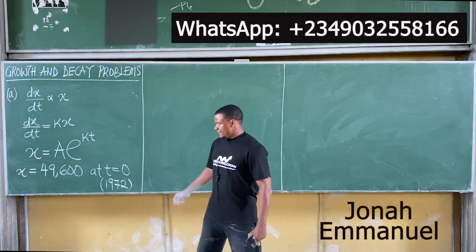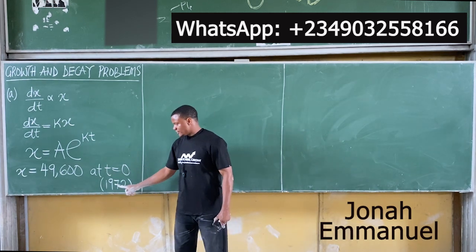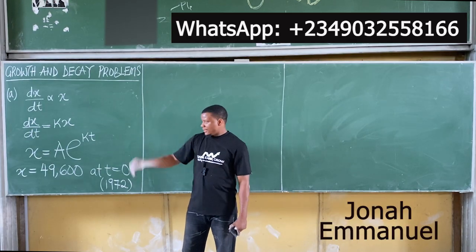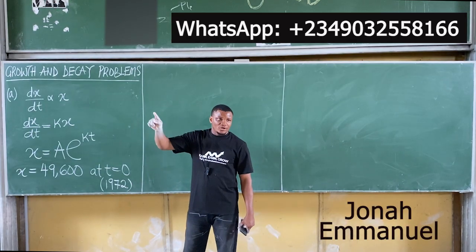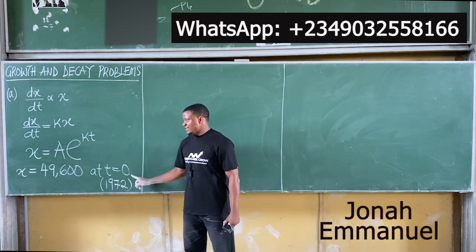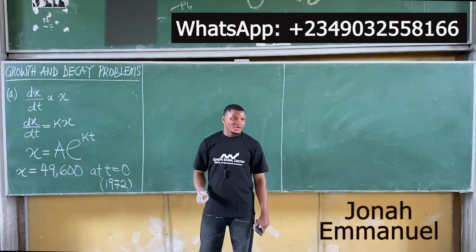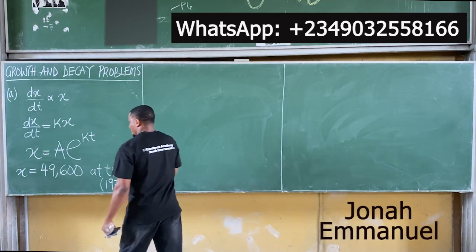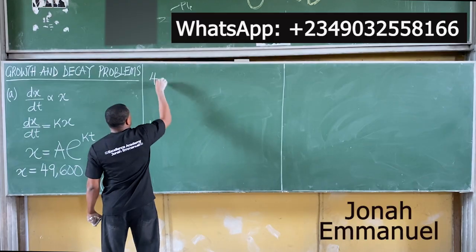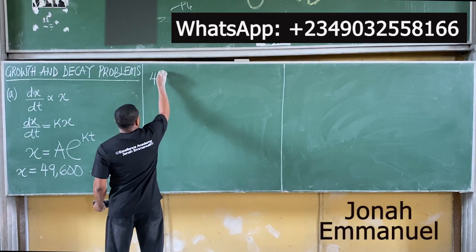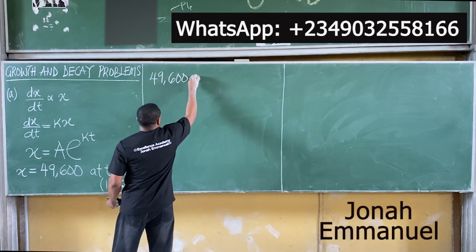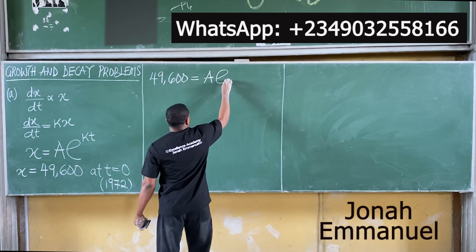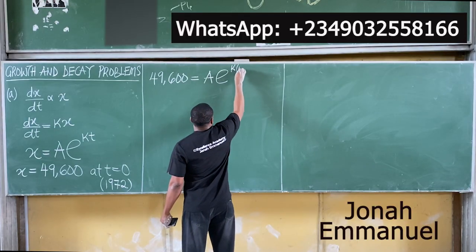If T equals 0 in 1972, in 1973, T will be equal to 1 year. In 1974, T will be equal to 2 years. In essence, in this question, T is measured in years. All right, let's input this here. X, 49,600, is equal to A, unknown, exponential K, unknown, times T, 0.